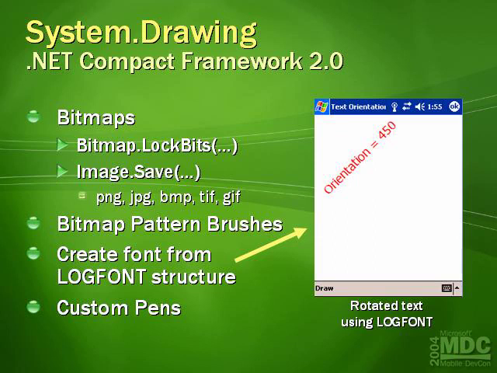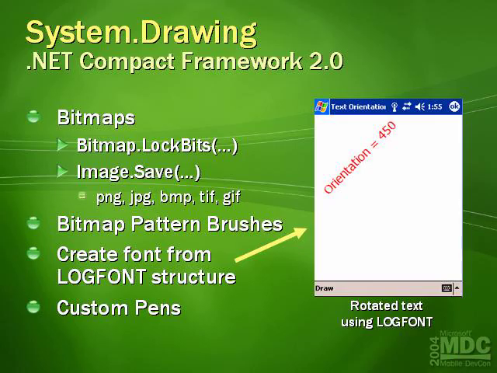And in the realm of drawing, we have support for lock bits now on bitmap. This is another big customer request. This allows you to get at the actual bits of your bitmap. And so you could do custom things. You could kind of make a little photo application. You could make your image darker. You can make it lighter. You could do a number of things with this.